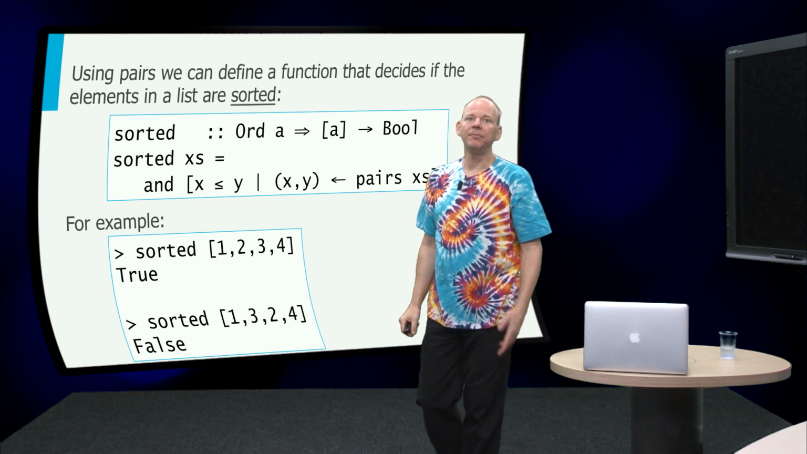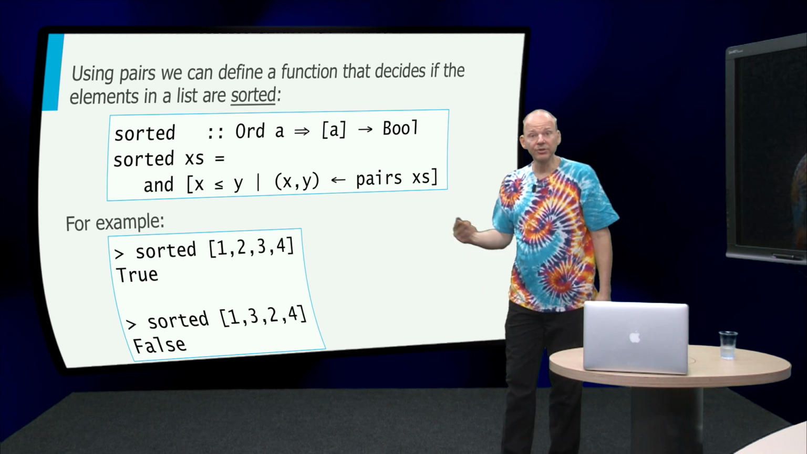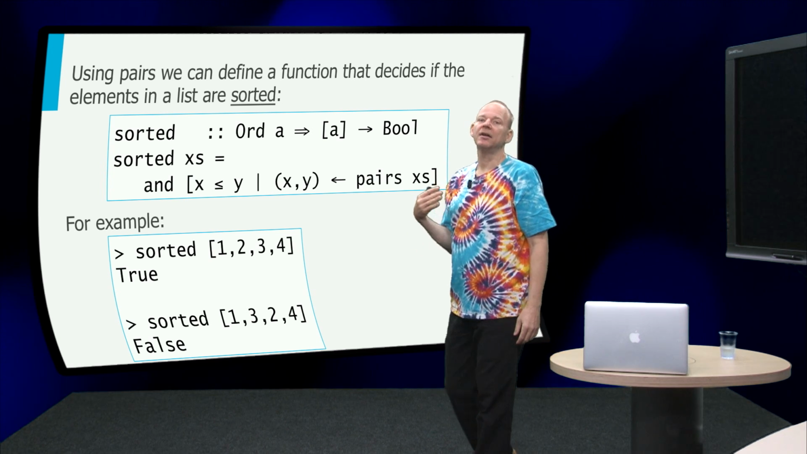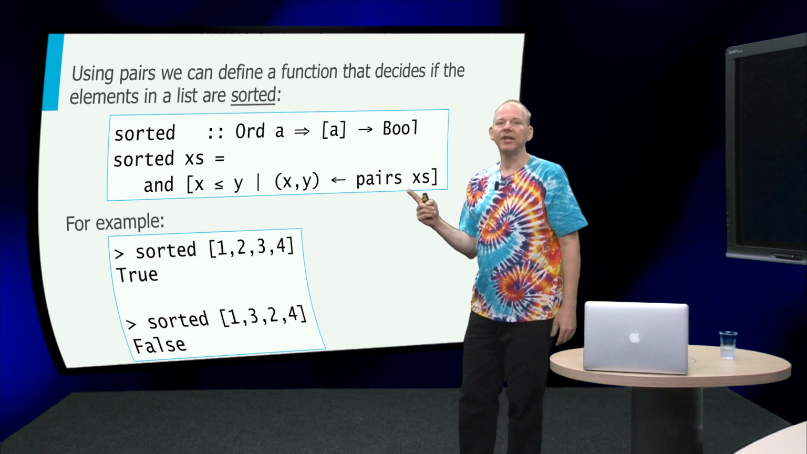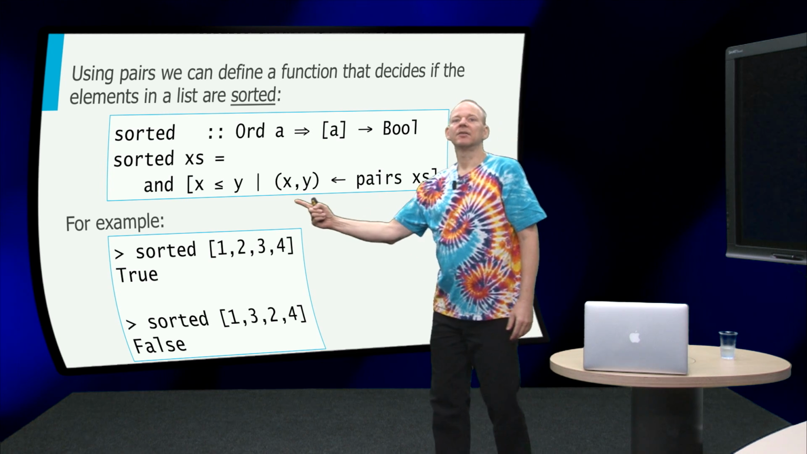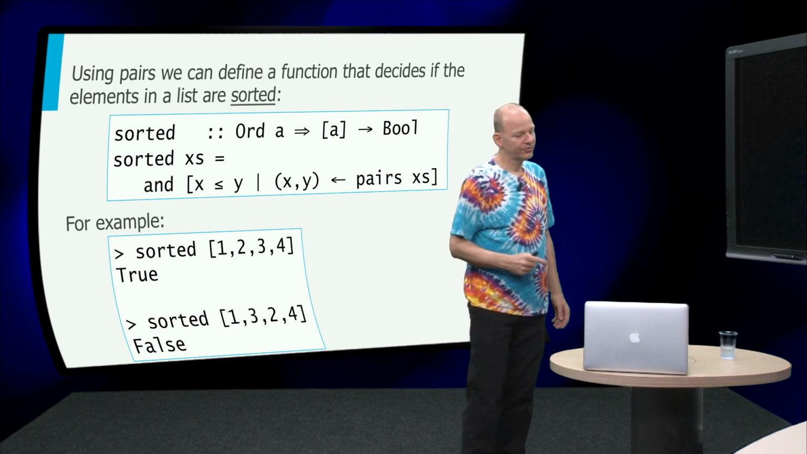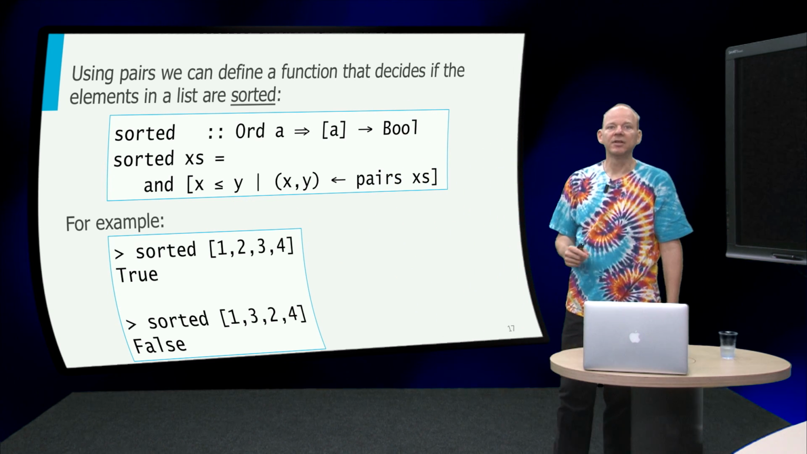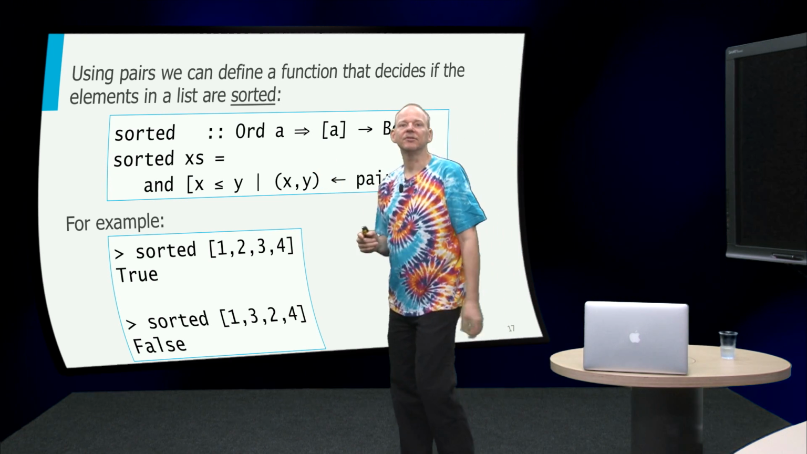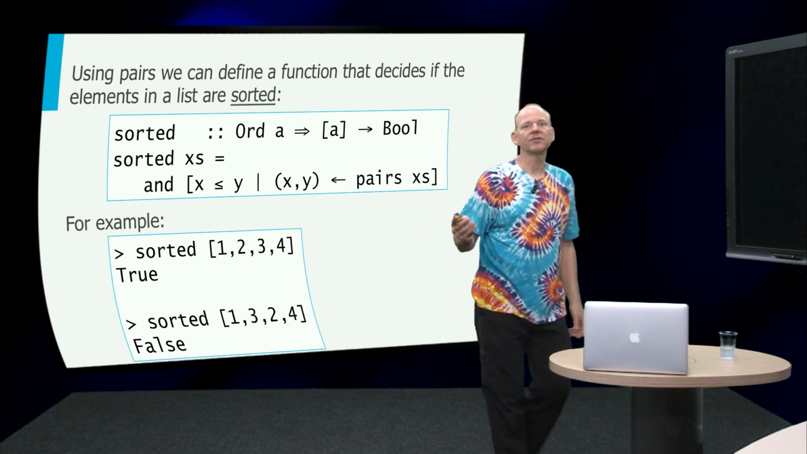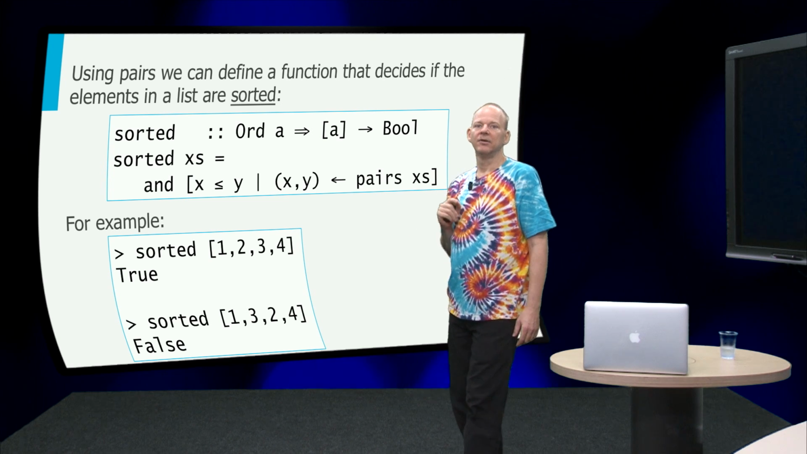All right, here's another function that uses the function pairs to check whether a list is sorted. So what we do is we take all the adjacent pairs in the list, so that will give us x, y's, and then we check that the first value is smaller than the second. So a list is sorted if we look at every adjacent pair of elements, the first one is less than the second. So this is a super concise way to check whether a list is sorted.